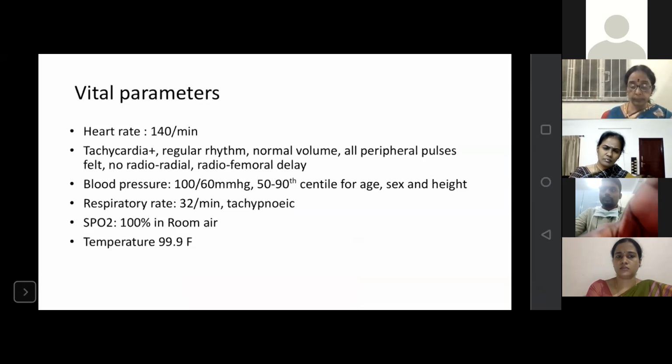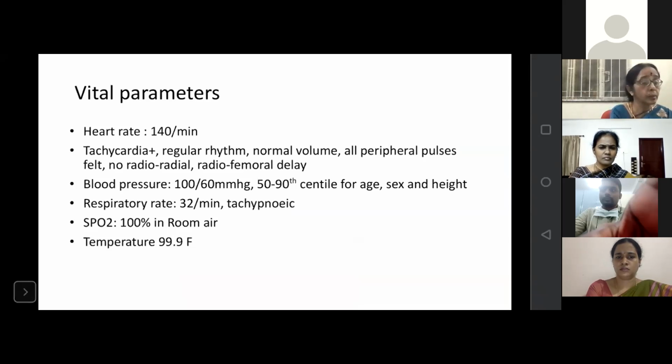So vitals, heart rate was 140 per minute. There was tachycardia. The rate was regular in rhythm. There was normal volume, and all peripheral pulses were felt. There was no radioradial or radiofemoral delay. Blood pressure was 100 by 60. It was between the 50th to 90th centile for her age, sex, and height.